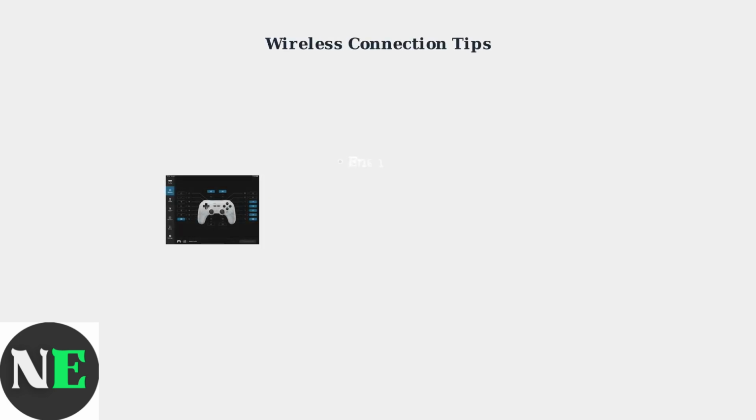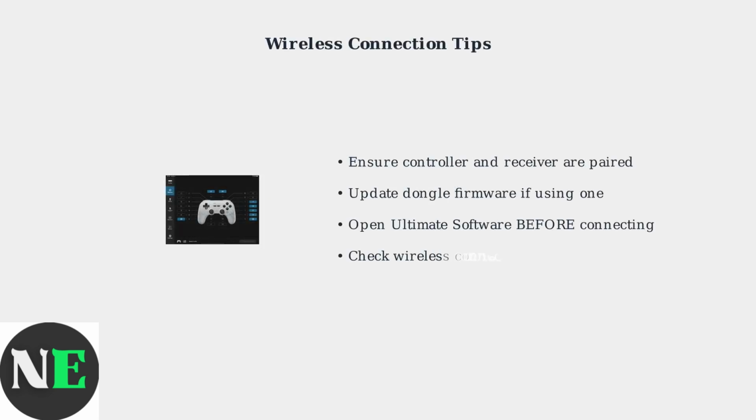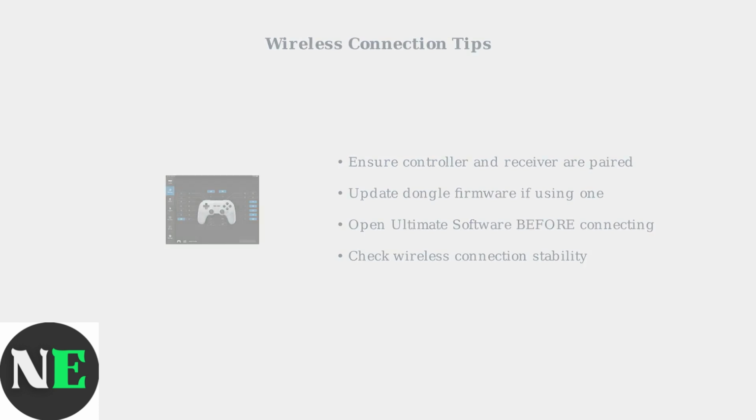For wireless connections, ensure your controller and receiver are properly paired. If you're using a dongle, update its firmware as well. Sometimes opening the Ultimate software before connecting the controller can help with detection.